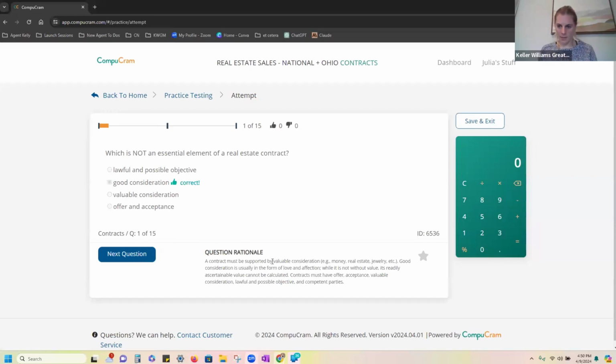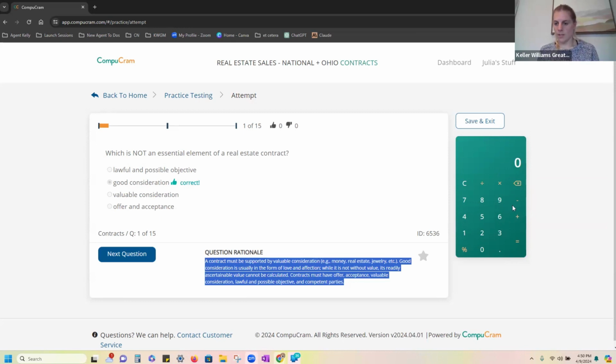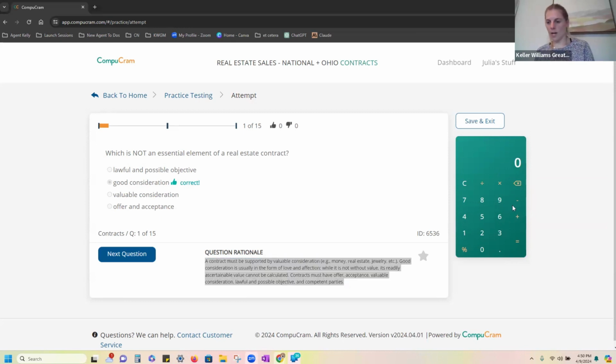Good job. Yeah, that was a tricky one. So B is correct. Good consideration. A contract must be supported by valuable consideration, which is money, real estate, jewelry. Good consideration is usually in the form of love and affection, which is not without value. And then contracts must have offer, acceptance, valuable consideration, lawful and possible objective, and competent parties. Just knowing what you need for a contract is going to be key. I had that a lot on my exam.